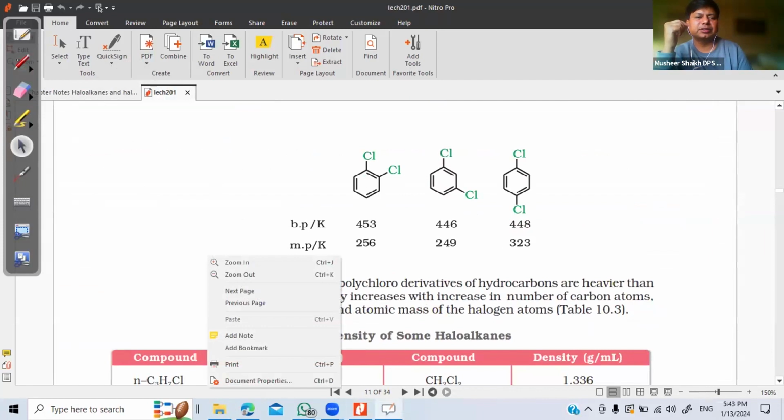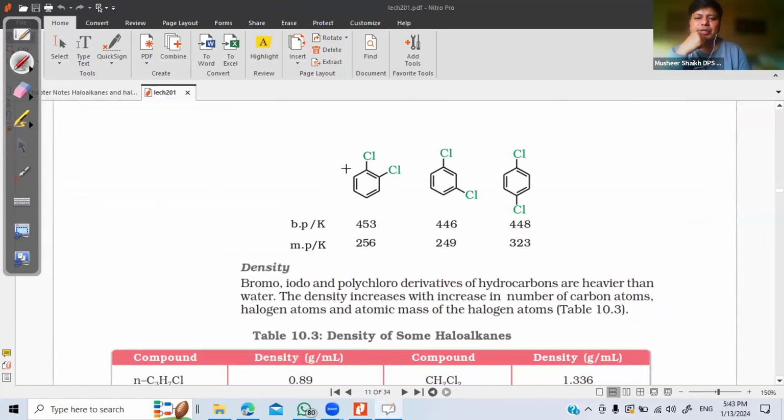Now this is again asked in the board exam. Look at this. These are dihalide derivatives of benzene: 1,2-dichlorobenzene, 1,3-dichlorobenzene, 1,4-dichlorobenzene. Now, if you look at the boiling points, 453, 446, 443. Highest in which one, and why? Why does 1,2-dichlorobenzene have the higher boiling point?